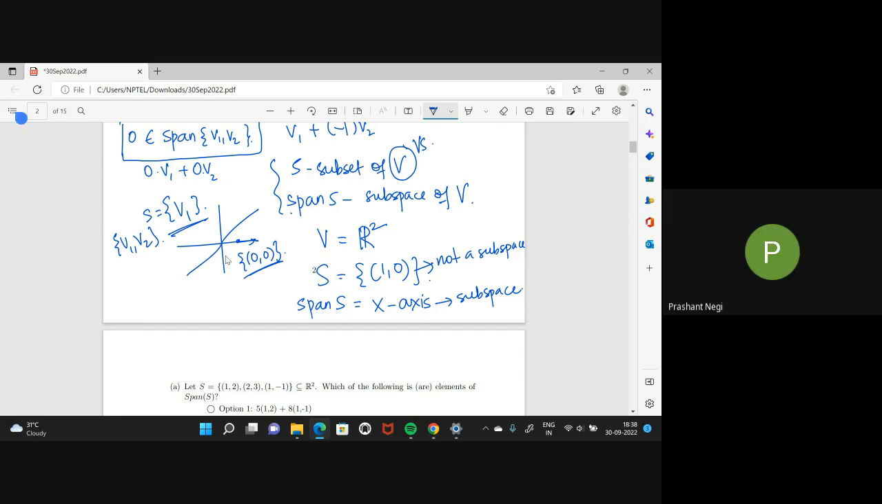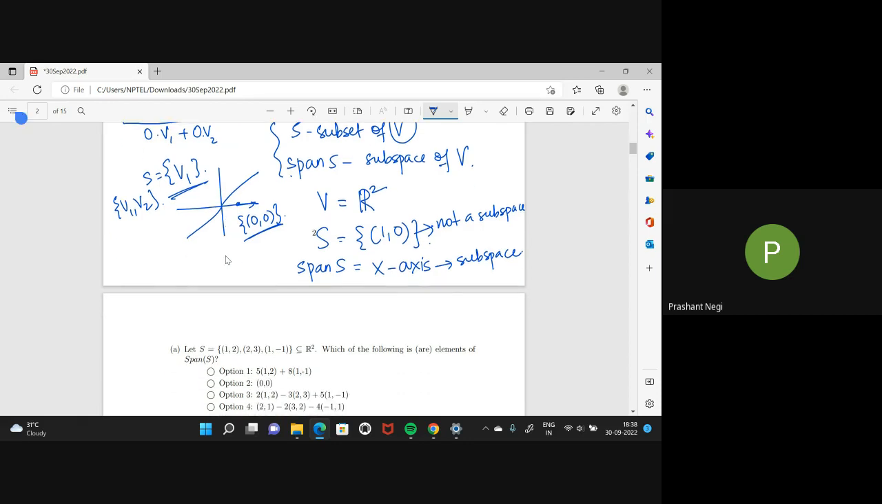Ma'am, but the scalar multiple of S is (2, 0). Suppose then it is also belonging to the x-axis. Then why is it not a subspace? No. S is the singleton (1, 0). S has only one element.